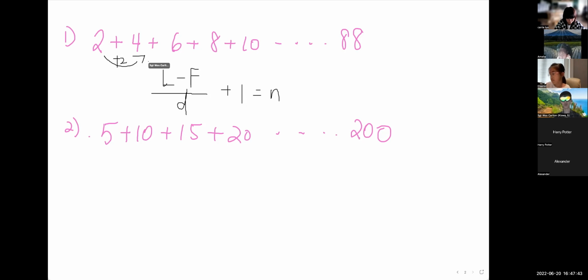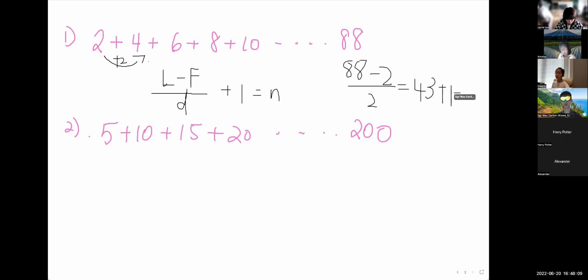So we're going to divide by D when we minus the 2 numbers. So I'm going to do an example here. For example, we have last number 88, first number 2, divided by our difference, which is 2. And how many numbers are there? So we have 88 minus 2, which is 86. 86 divided by 2 is 43. And then 43 plus 1 equals 44, which is how many numbers there are.